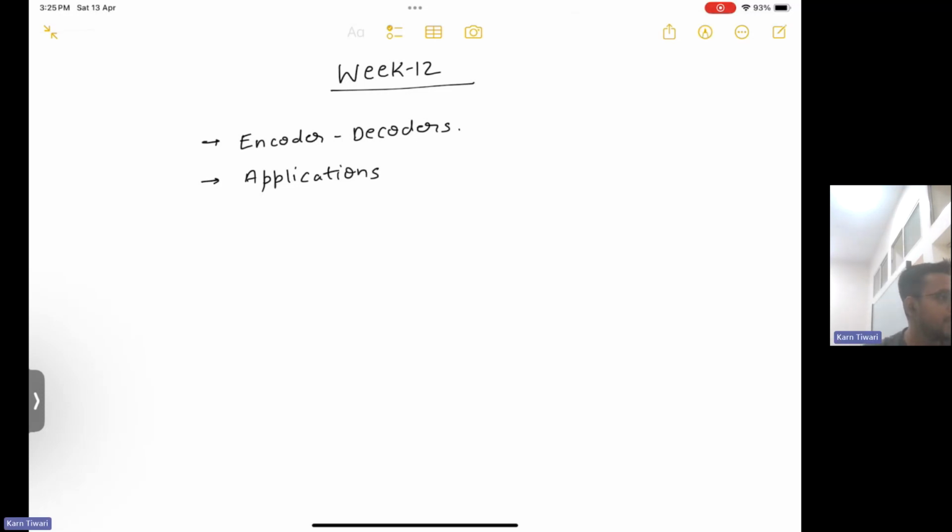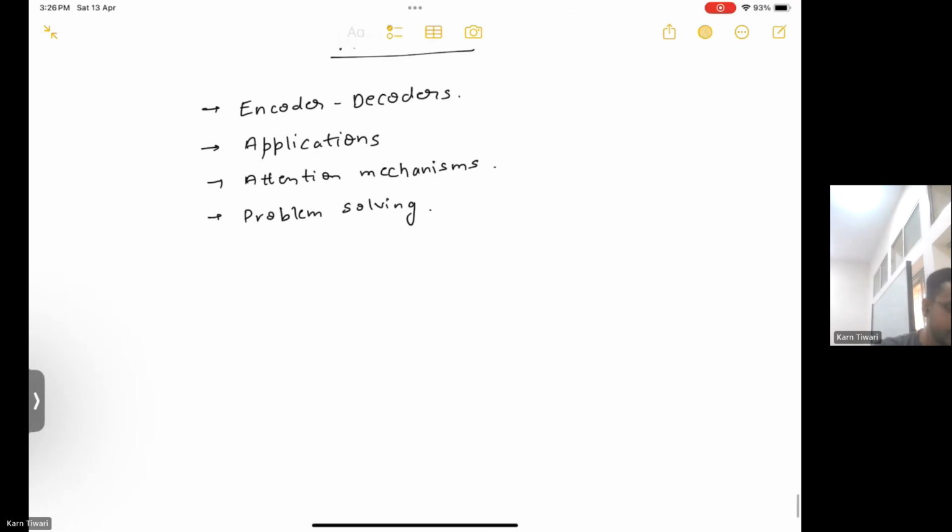Then I will be covering the attention mechanism. Not fully the same kind of attention as in the transformer is covered, but concept-wise it remains the same. And lastly, the problem solving. These are all the things we are going to be covering this week. If you have any doubts, just feel free to ask.